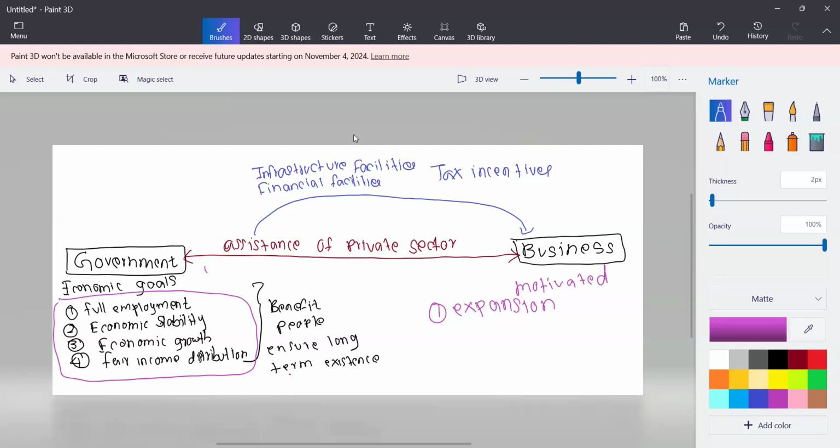Okay. So that is one way. Let me wait 1 second. Okay. So that is about the mutual relationship of government. Whatever I explained now, we are going to write it.